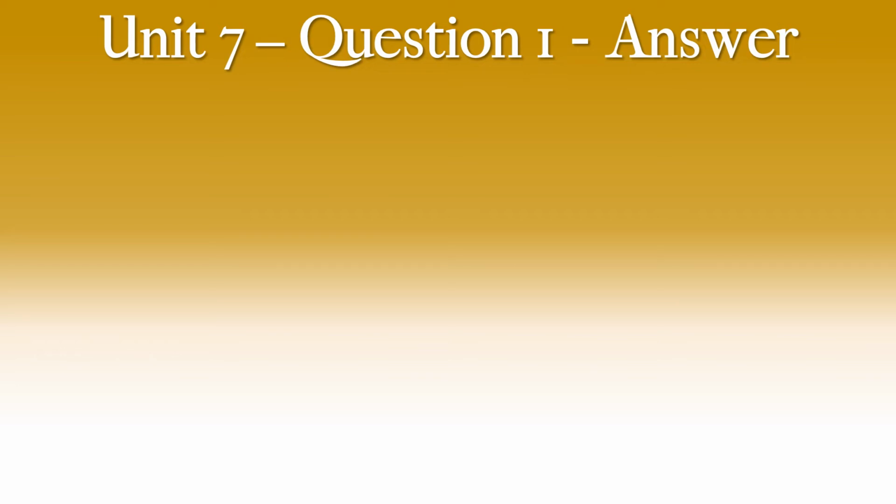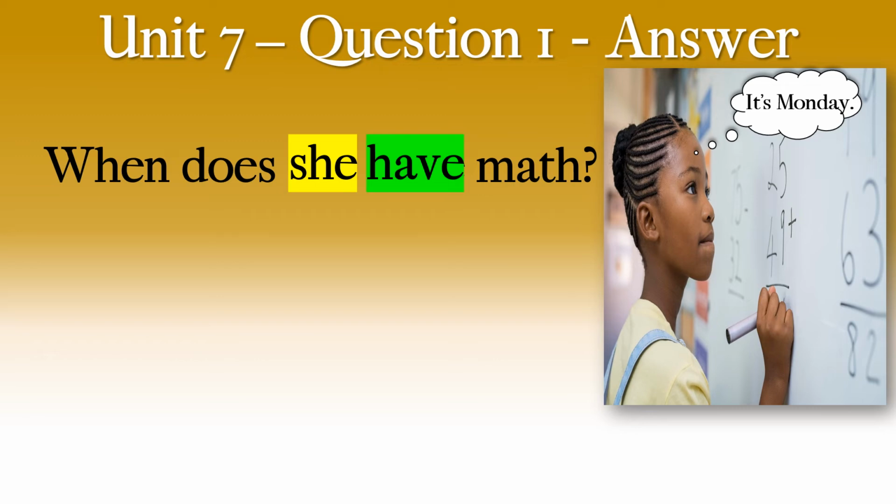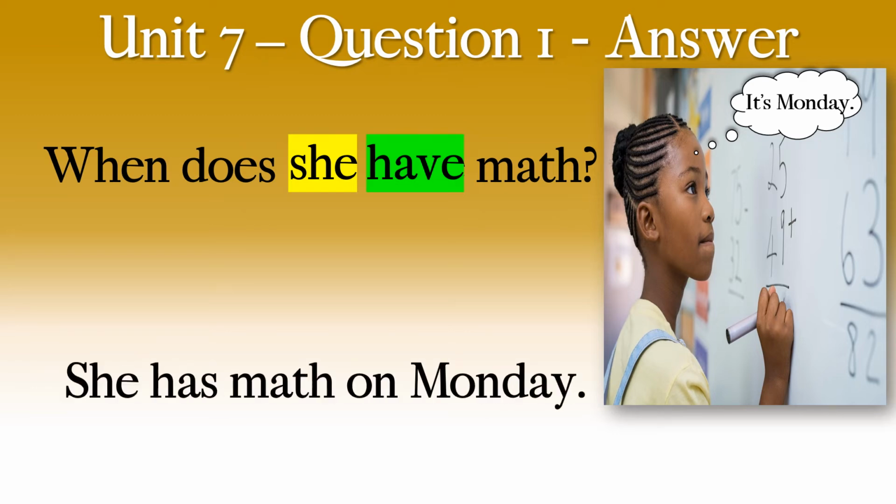So let's check the answer to that question. Here's the question again. When does she have math? We're using she because we are talking about a girl. The girl is not me, she is not you, she is not we or us, and she is not they. One girl who is none of those people, so we say she. In the question we say have, we don't say has. There she is. What's she thinking? She's thinking, it's Monday. Okay. She has math on Monday.